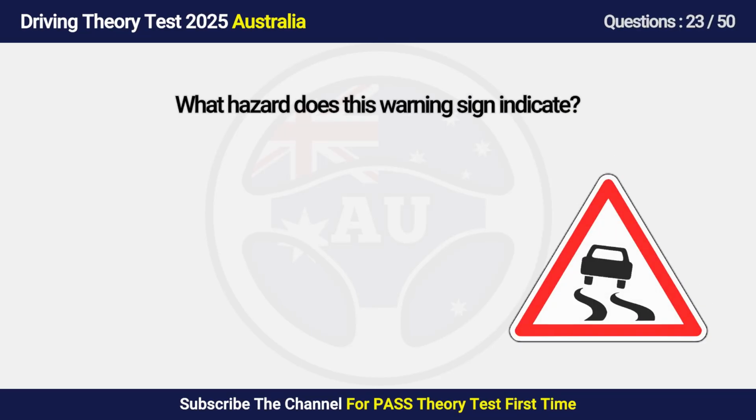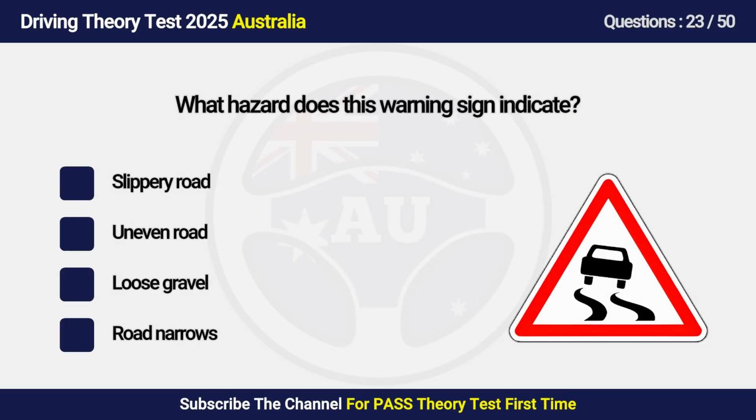Question 23. What hazard does this warning sign indicate? A. Slippery road. B. Uneven road. C. Loose gravel. D. Road narrows.